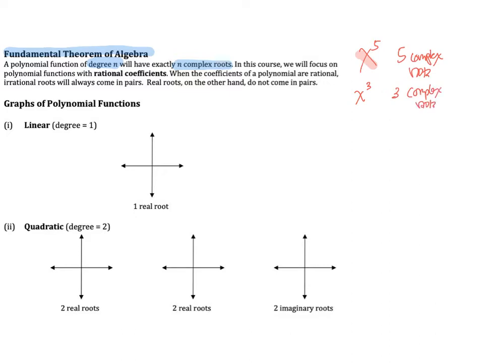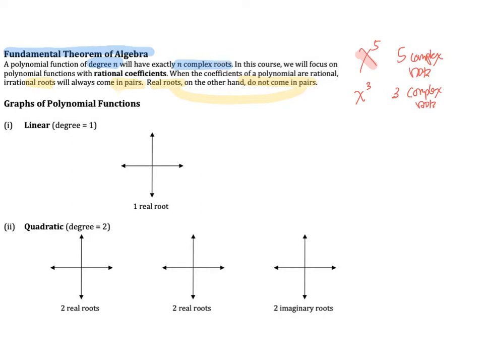We talked about complex roots in our first lesson. One thing I want to remind you about complex roots is that irrational roots will come in pairs, and imaginary roots will also come in pairs. Real roots, however, do not come in pairs. We are only going to study polynomial functions with rational coefficients, so all of this applies to polynomial functions with rational coefficients.